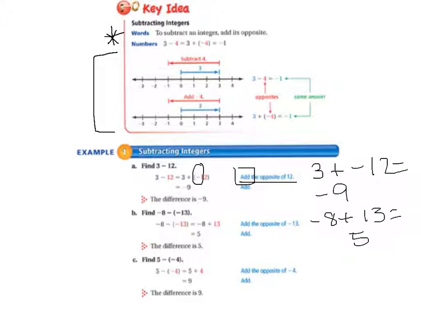We are finding 5 minus negative 4. So we keep the first integer the same. We change the sign to a positive, and we take the opposite of negative 4. So the opposite of negative 4 is positive 4, which is just a 4. So 5 plus 4 equals 9.